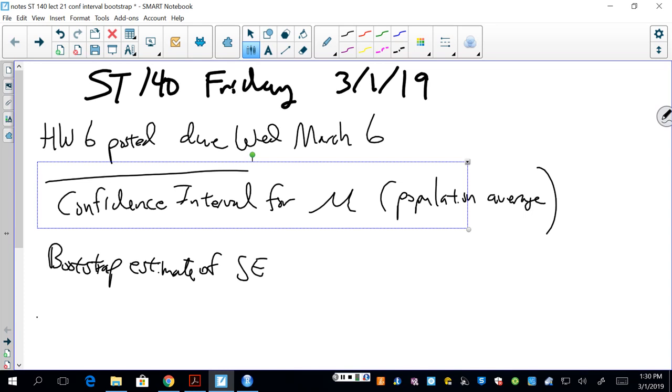And so the goal today is to understand better how to make confidence intervals for a population mean, how to understand the formulas, see what affects the formulas, and then how to get at the standard error of X bar through a simulation technique.